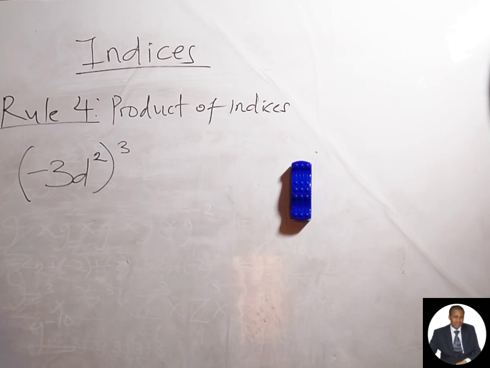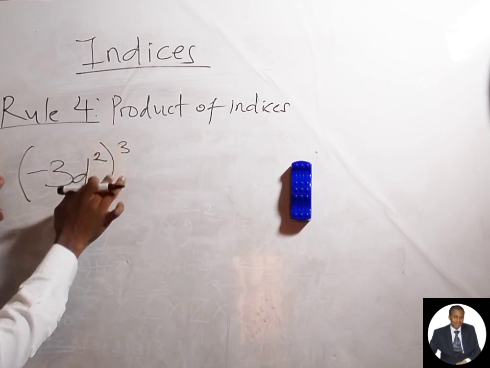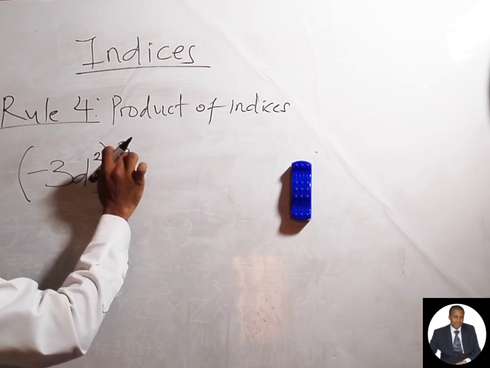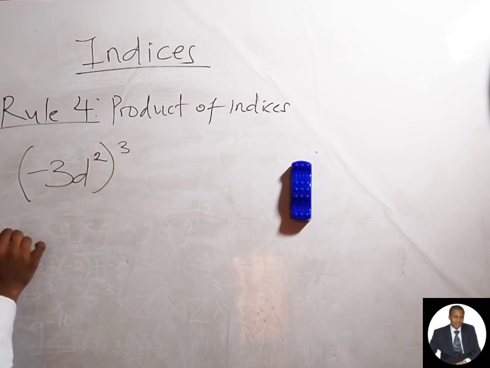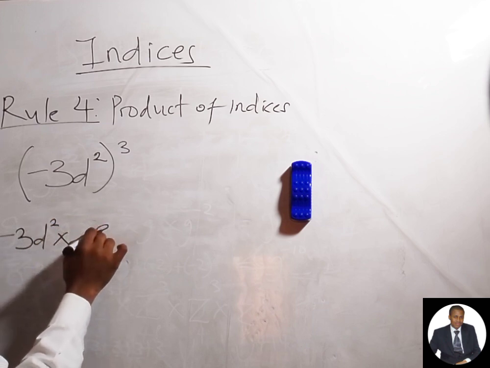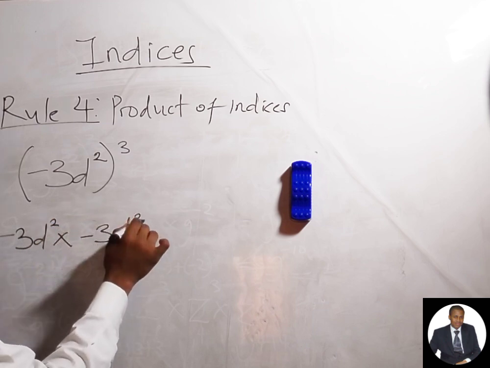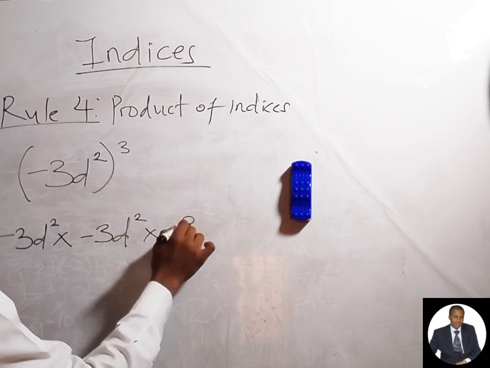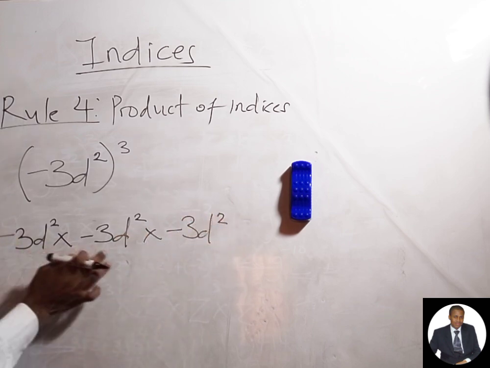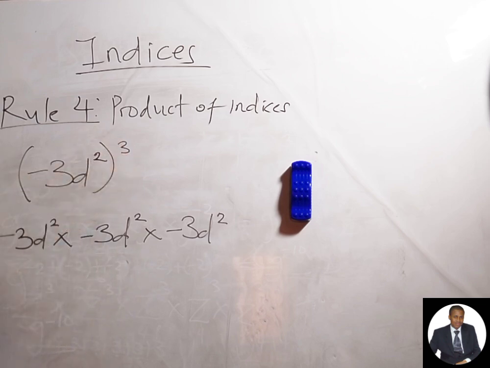How do we do this? Everything here multiplied by what is outside. Minus 3d squared times minus 3d squared times minus 3d squared. That's just the meaning. 1, 2, 3. Everything into 3 places.